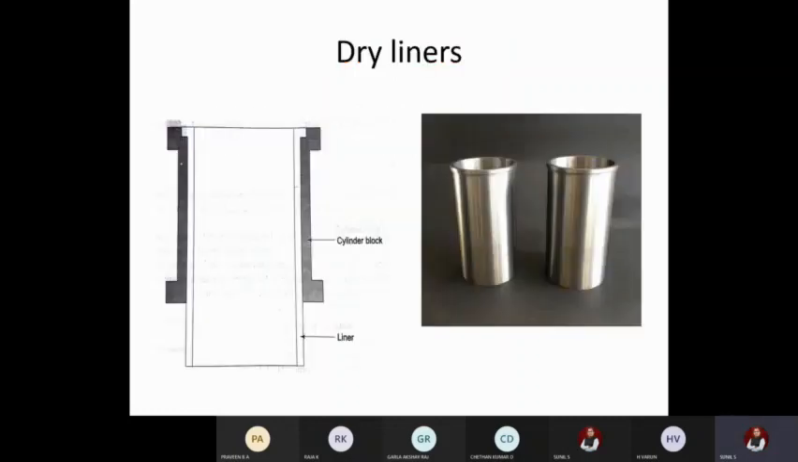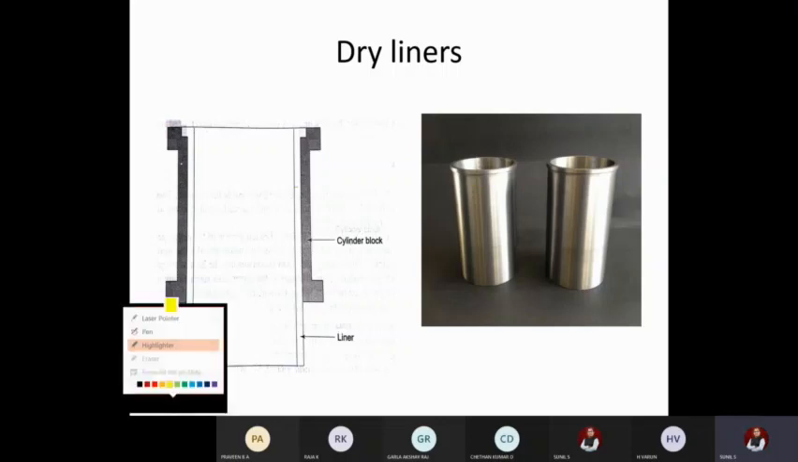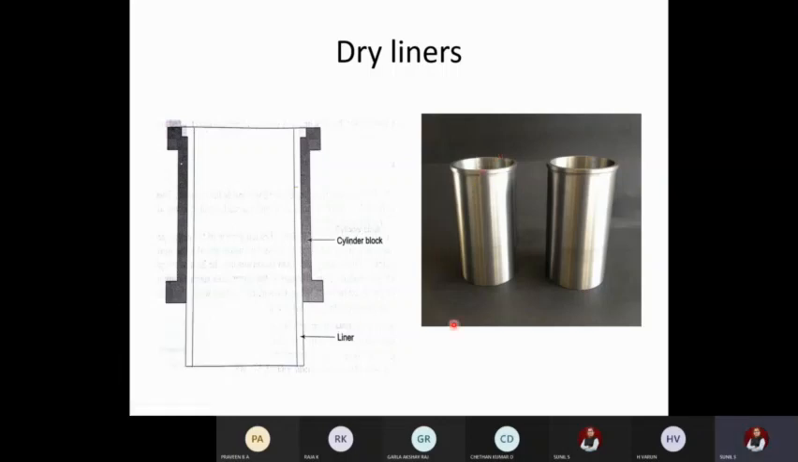Okay, so we'll move with the first one, that is dry liners. As you can see in the second sketch, this is a dry liner. This is the cylinder block, the black colored one you can see. Here exactly the piston reciprocates. In this area, the piston reciprocates.